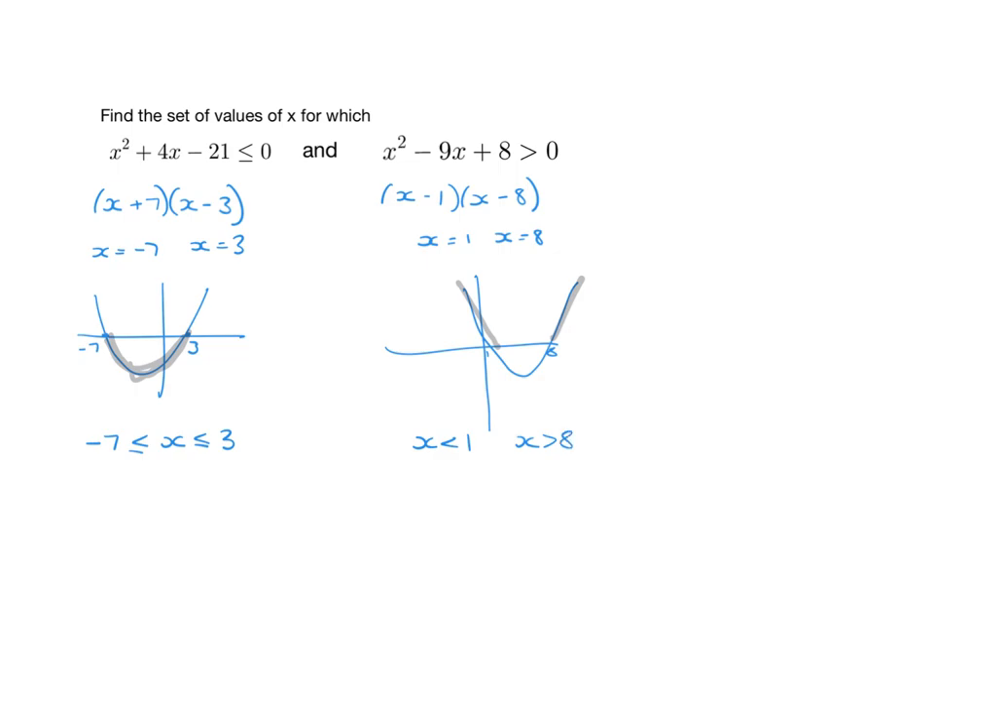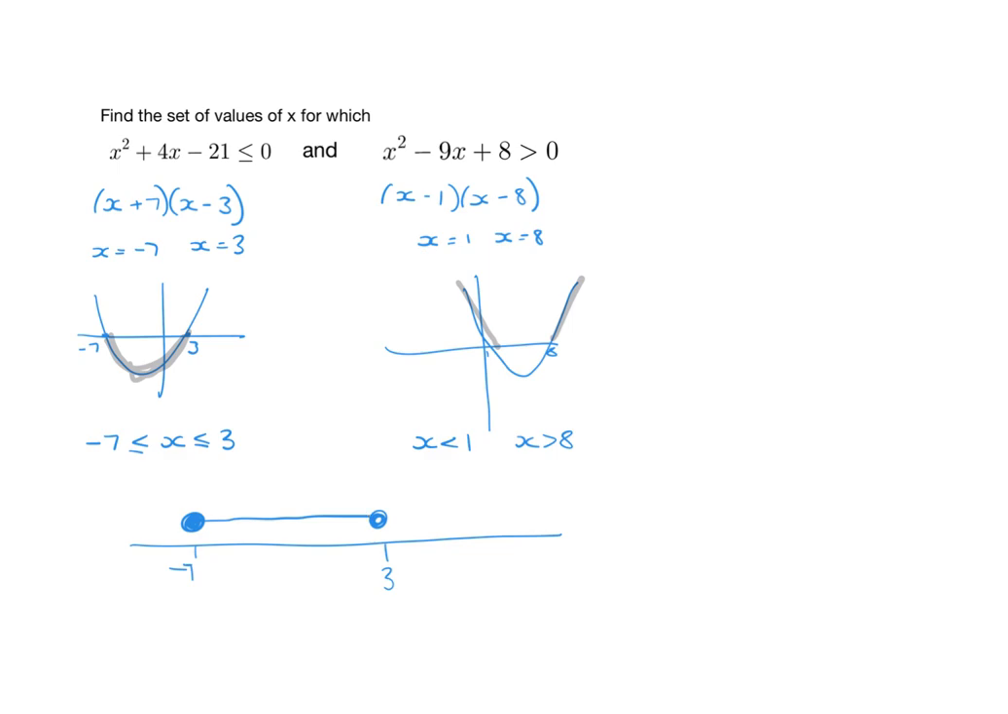Now, the easiest way to visualise which values satisfy both of these inequalities is to use a number line. So I'm going to draw a quick number line and put these inequalities onto that number line. So let's start with a basic number line. Now my first inequality goes between minus 7. So I'm going to put a closed circle on minus 7 all the way up to positive 3. So that is my inequality for the first one.